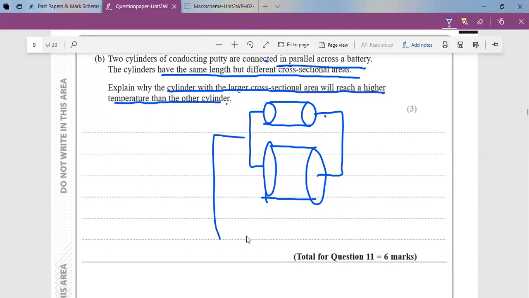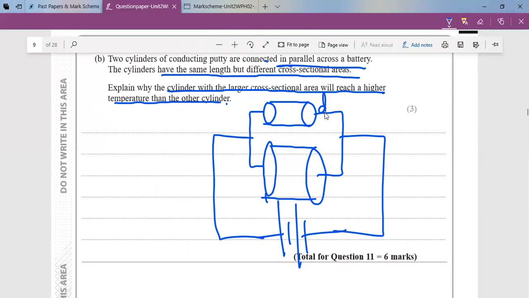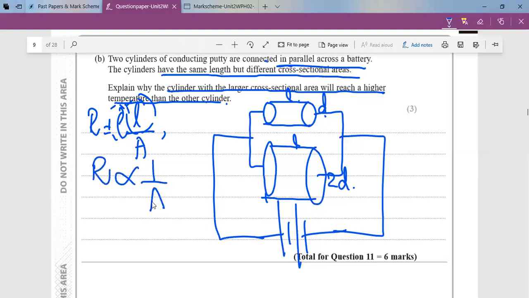Okay, this is a circuit given to you. They are connected in parallel. Let's say they are connected to the same voltage supply, of course. Now, they have different cross-sectional areas. Let's say if the diameter of this one is d, the diameter of this one is 2d, just assuming the lengths are the same. What's the formula for resistance? Resistance is equal to rho L over A. The rho is constant. The L is also constant. So resistance is inversely related to the area, right?